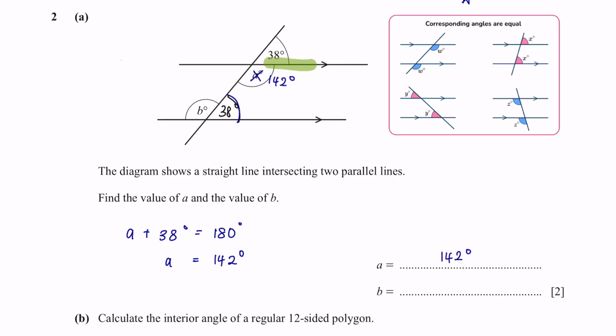And the next rule that we can see here is the formation of alternate angles, which makes up the shape of Z, like this or like this. So this angle and this angle would be equal to each other. So that makes B also to be 142 degrees.